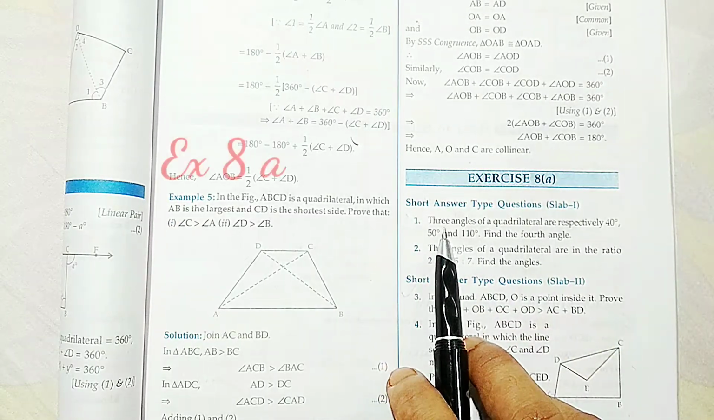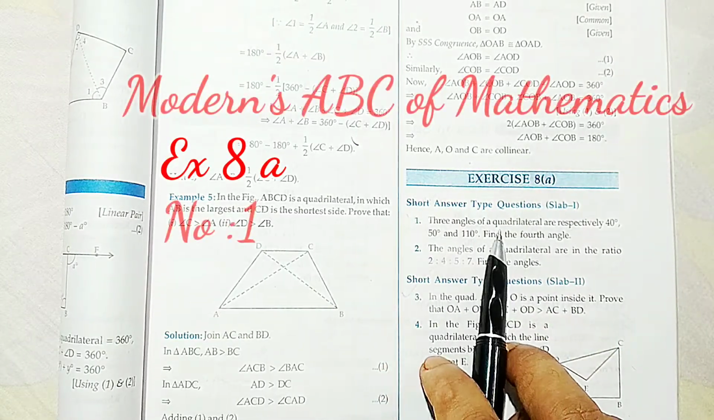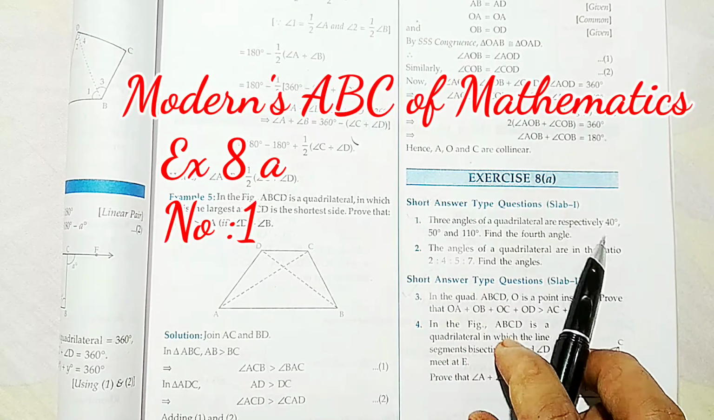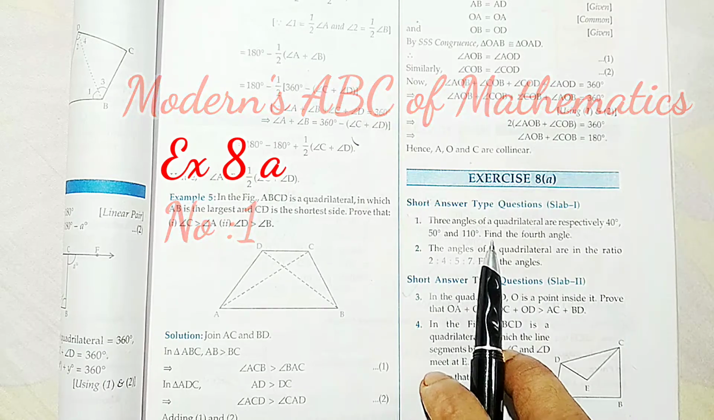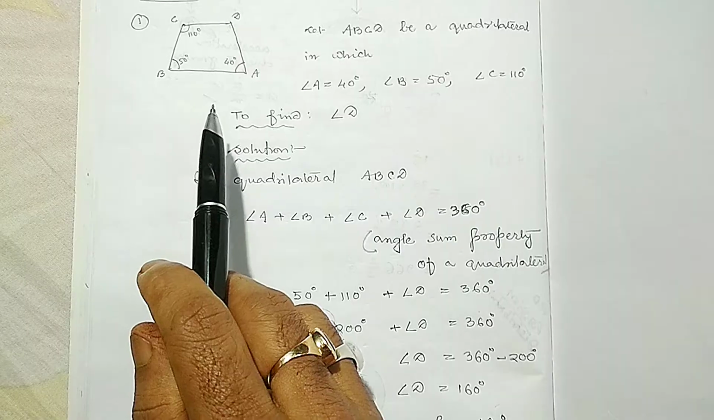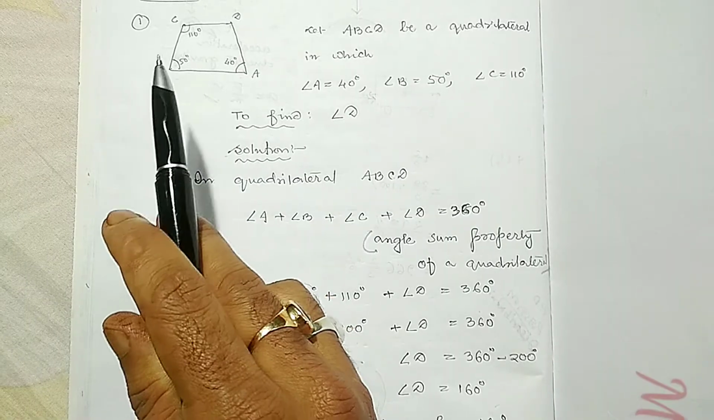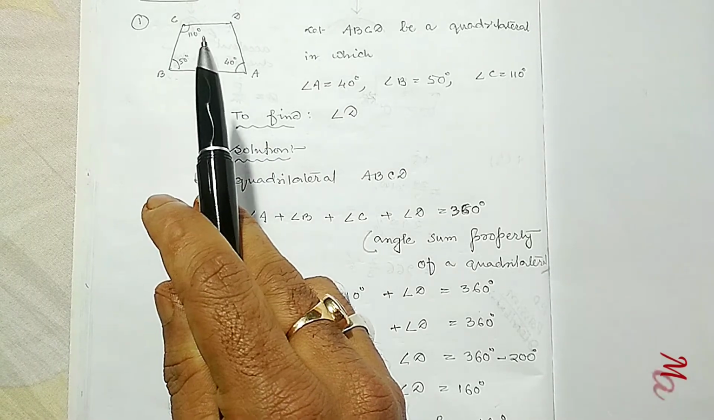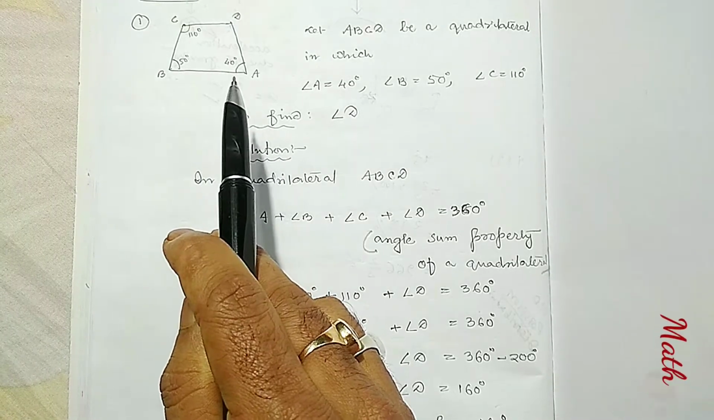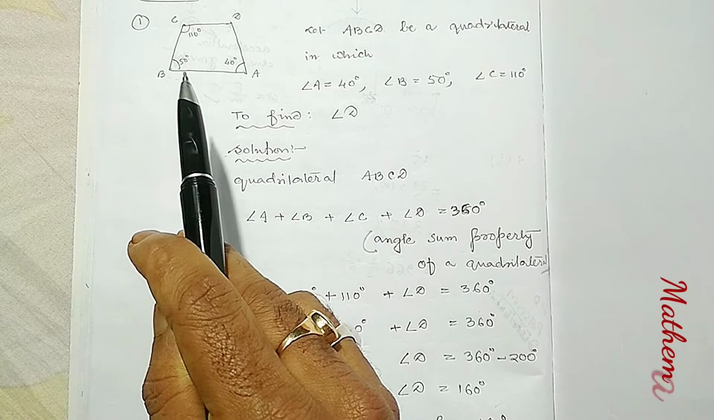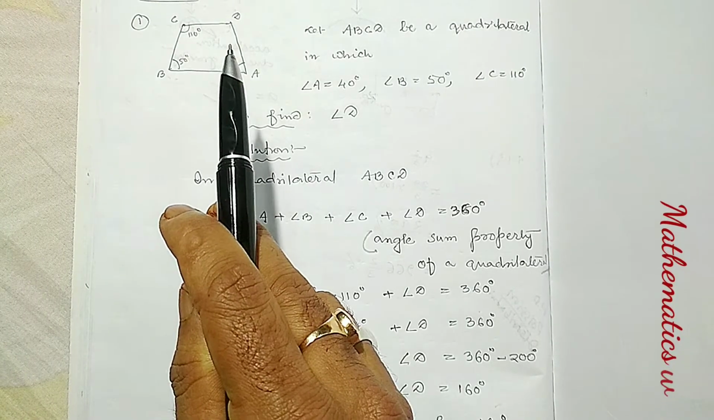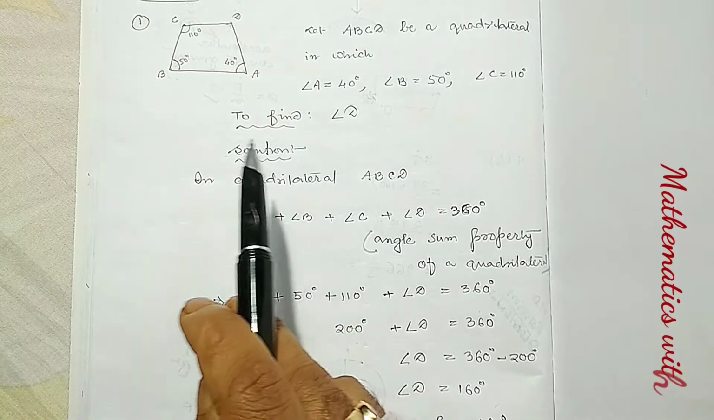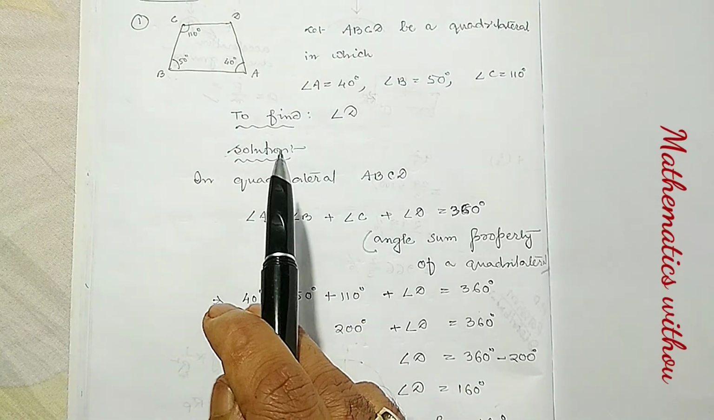The question is, three angles of a quadrilateral are respectively 40 degrees, 50 degrees and 110 degrees. We are to find the fourth angle. Let us assume ABCD be a quadrilateral in which angle A equals 40 degrees, B equals 50 degrees, C equals 110 degrees, and we are to find angle D. Clear? Now, in the solution part, what we have to do?